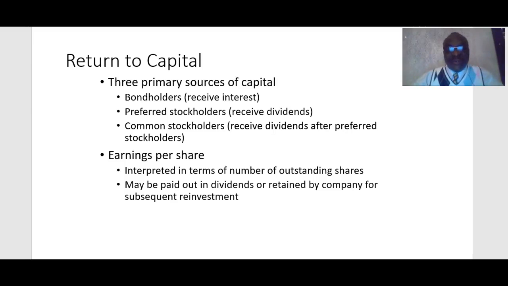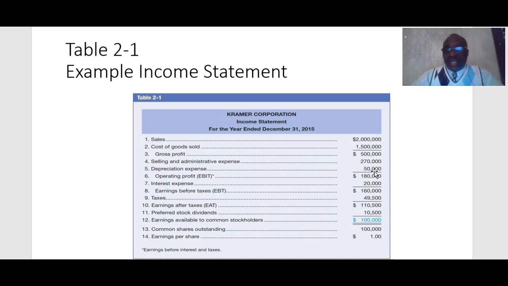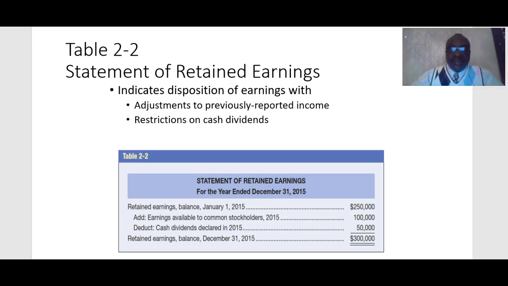And then you have the computation of earnings per share, which we know already. That is net income divided by the number of shares outstanding. So if we go back here to the income statement, you will see that your common shares outstanding is 100,000. Your earnings available to common stockholders, which is your net income here. If you divide this by this, 100,000 divided by 100,000, your earnings per share is $1. Okay, so we're moving forward right here.